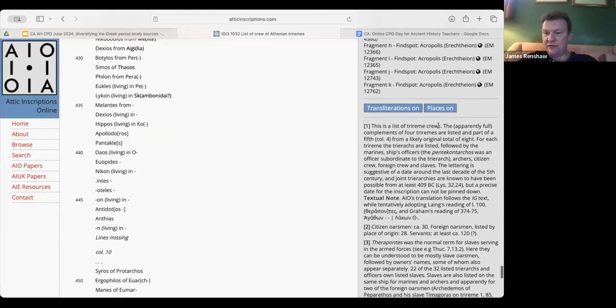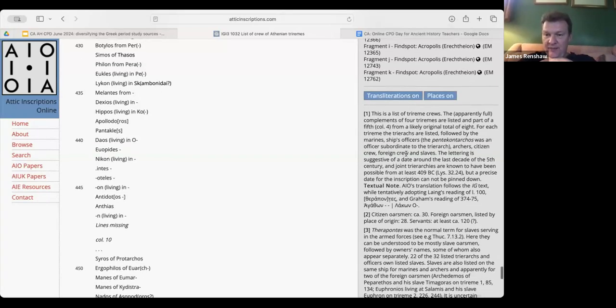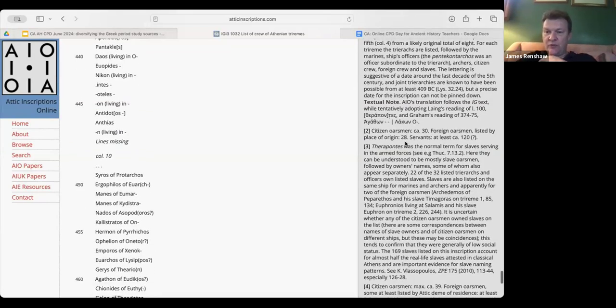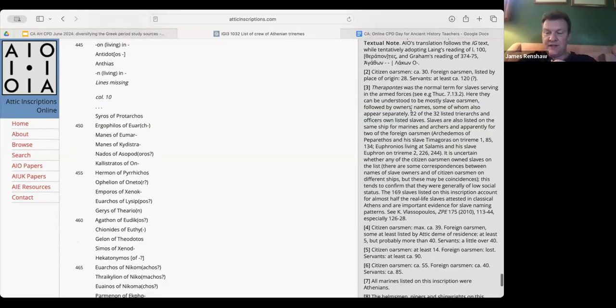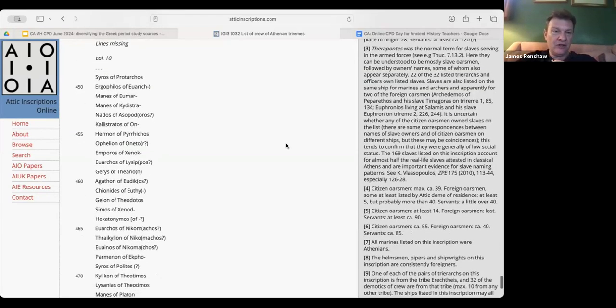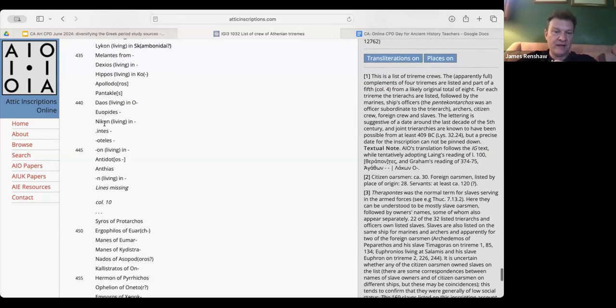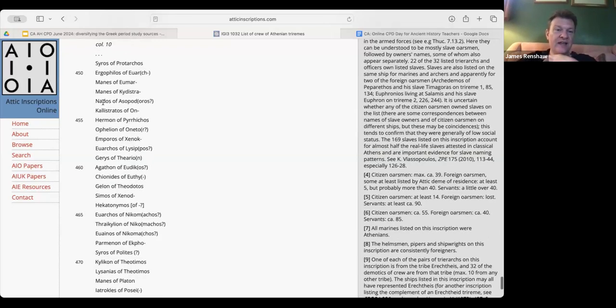So it says this is a list of trireme crews. The apparently full complements of 4 triremes are listed and part of a 5th. And the lettering gives us the date of this period at the end towards 400. But what I think is fascinating is that some of the names are clearly of slaves. So, for example, these are citizens or possibly metics. But once you get down to this list here, you've got Manes of Caedistra. So as soon as you've got the 'of', it means belonging to. So we have evidence here of slaves also rowing the triremes.